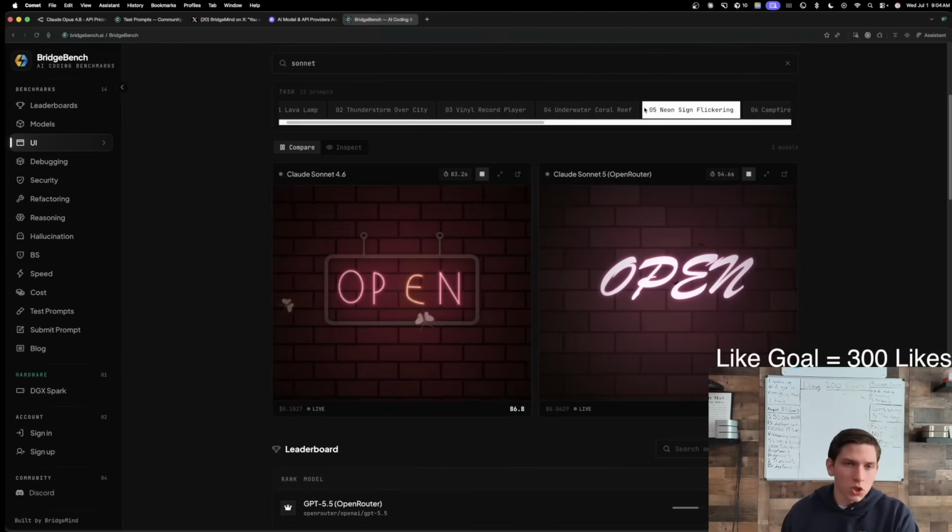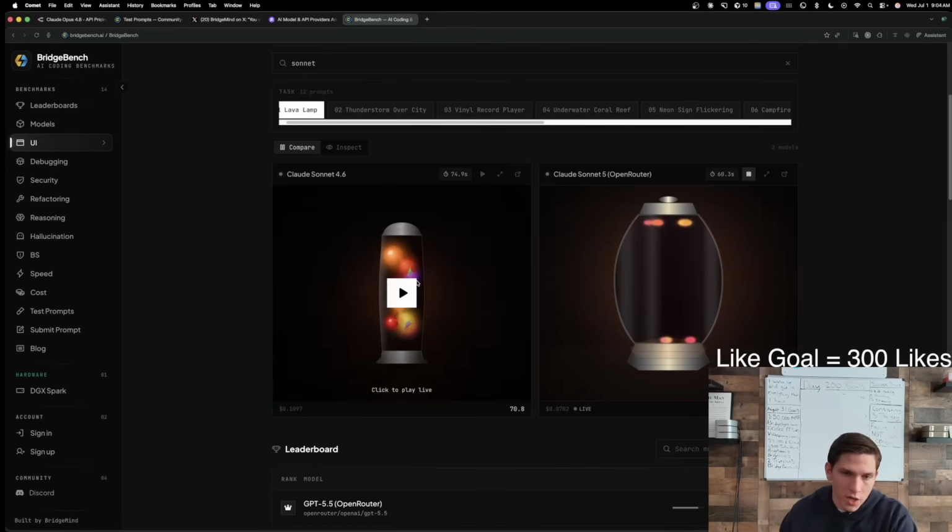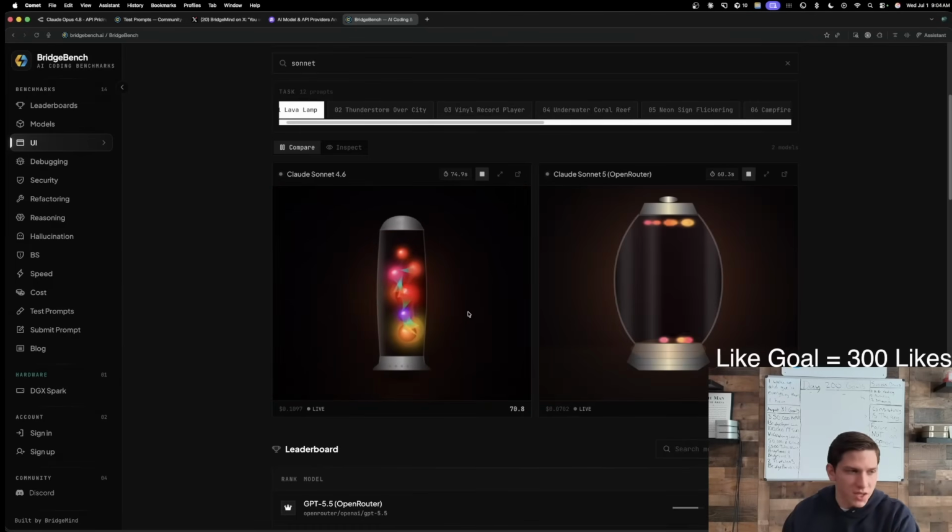Now, I do want to take a look at some of the differences in the UI capabilities between Sonnet 4.6 and Sonnet 5. So for example, the Sonnet 5 test here with the neon sign flickering did a way better job. Look at the difference between these. You can obviously see the spacing is all messed up here. The letters aren't great. And then Sonnet 5 crushed it on this. Now the lava lamp test is a different story. If you look at this, the lava lamp was kind of a complete fail on both. But Sonnet 5, I mean, look at this. This is something that you would expect from like DeepSeek V4 or something like that.